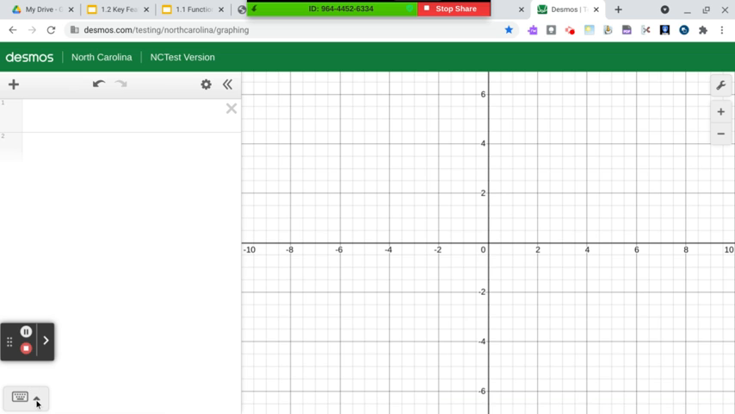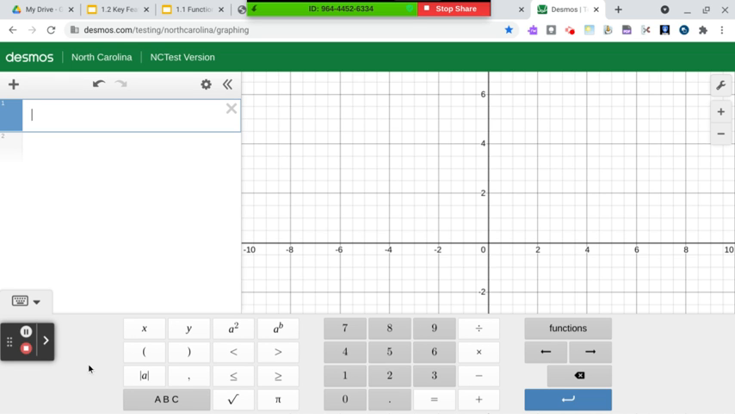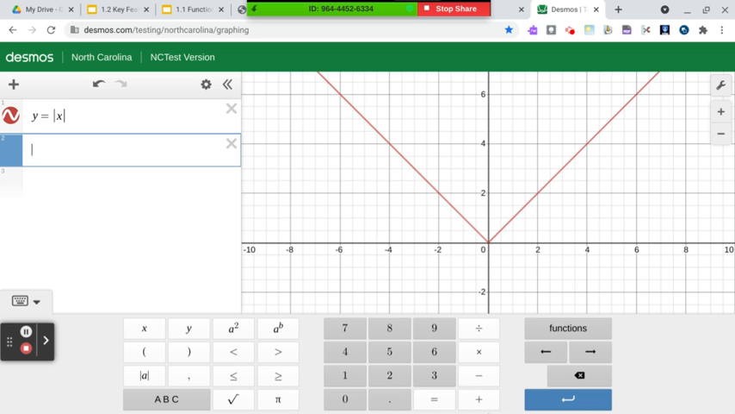So if you were unsure of yourself, I'm just going to move this little thing. I'm going to hit this keyboard here and type in y equals the absolute value of x. And there's my parent function. And then I'm going to say y equals the absolute value of x minus 2. Look where it goes. See how it goes to the right?